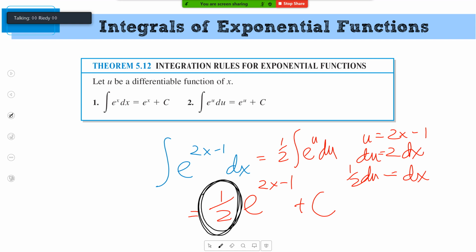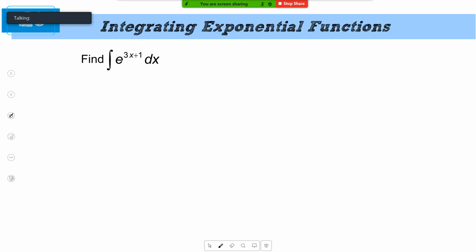Now I just did that. I'm almost sure I have an example on the next slide. Okay, so we'll skip it. Okay. But hold on, I'm not going to skip it. If you're good at pattern recognition, if you're following what I'm talking about, you should be able to fire this off right away. The answer would be 1/3 e to the 3x plus 1 plus c.